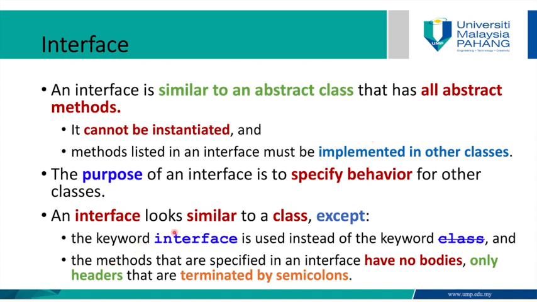An interface looks similar to a regular class, except you have to use the keyword interface instead of the keyword class. The methods that are specified in an interface have no bodies, like I mentioned here. It's only abstract methods. It contains only headers that are terminated by semicolons.